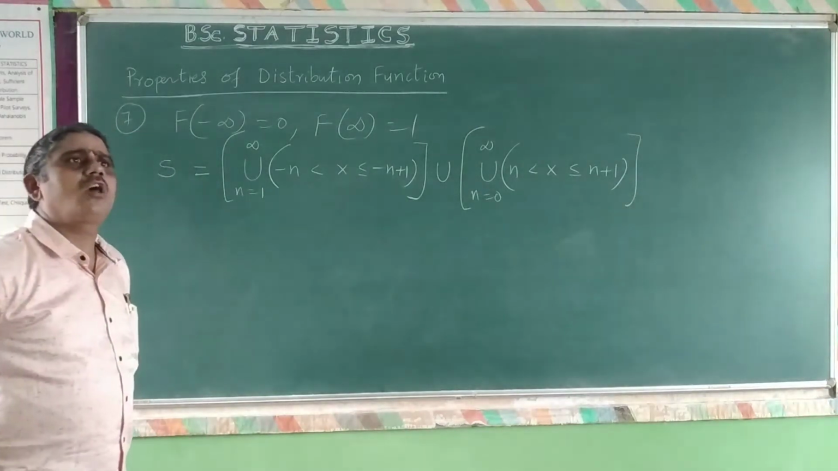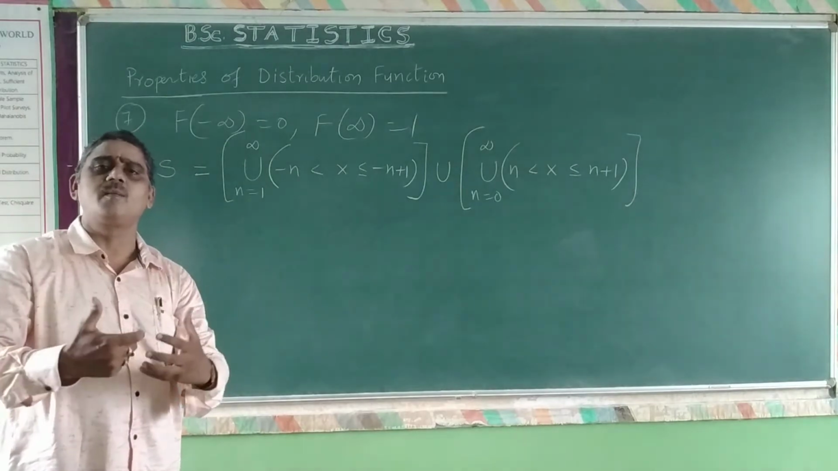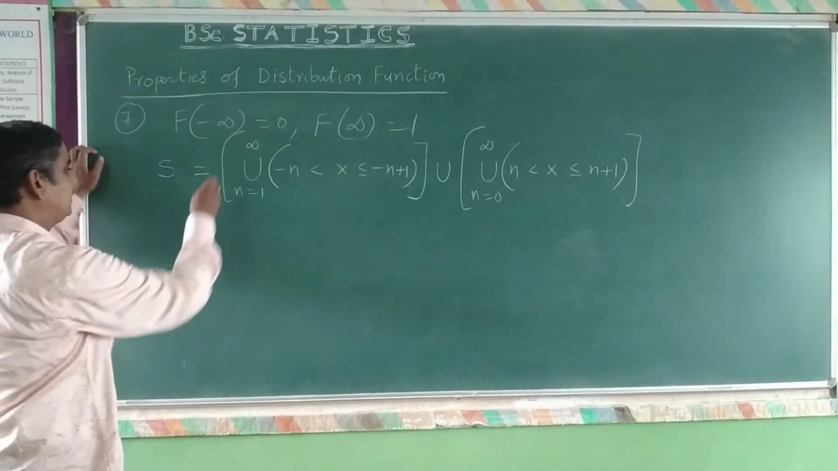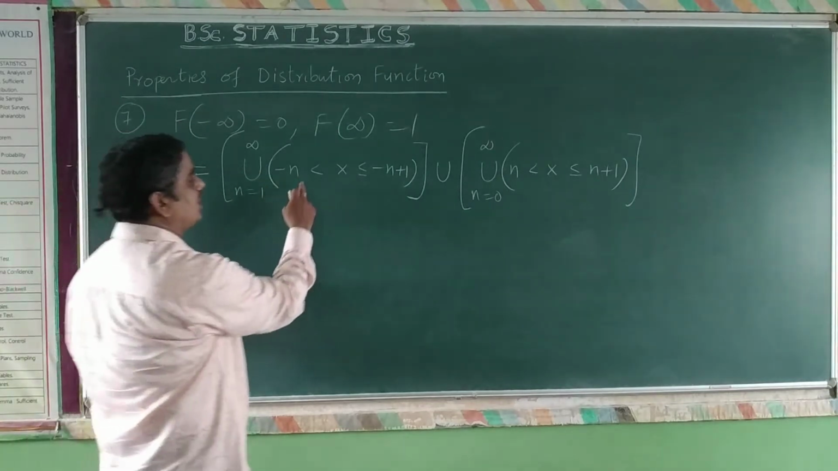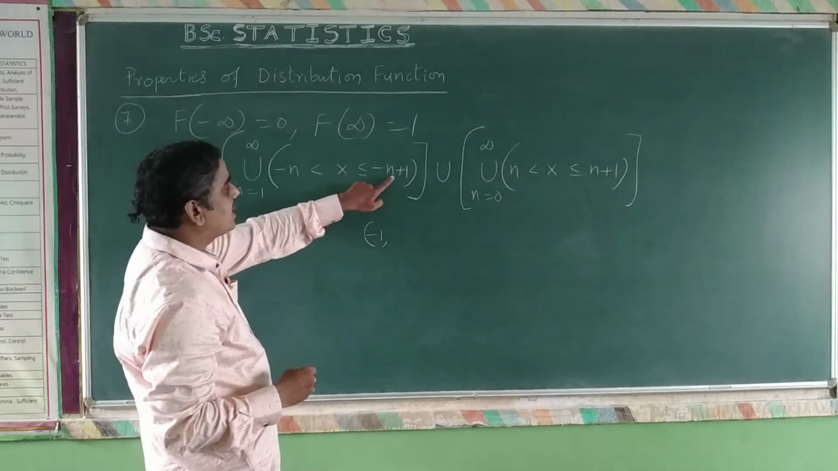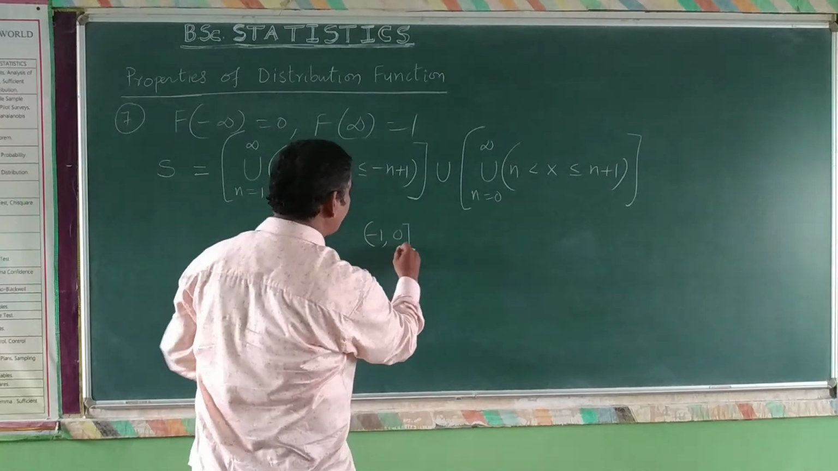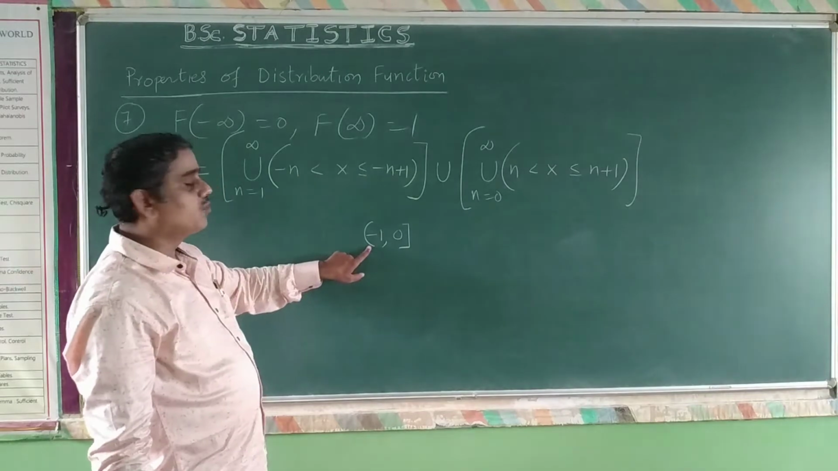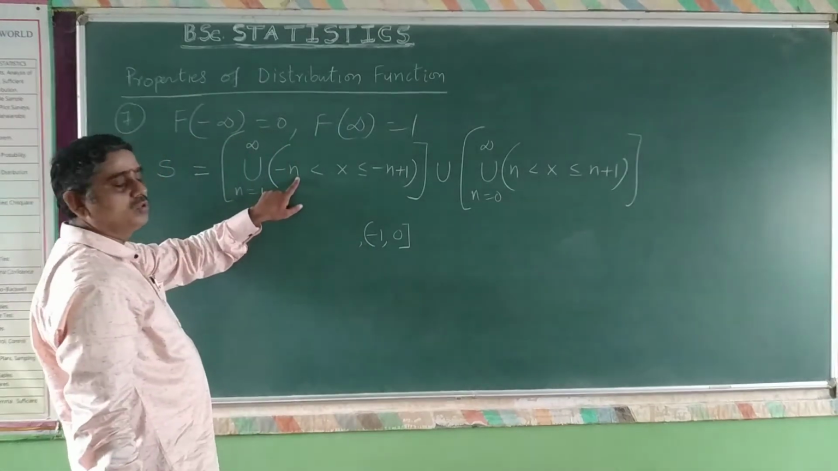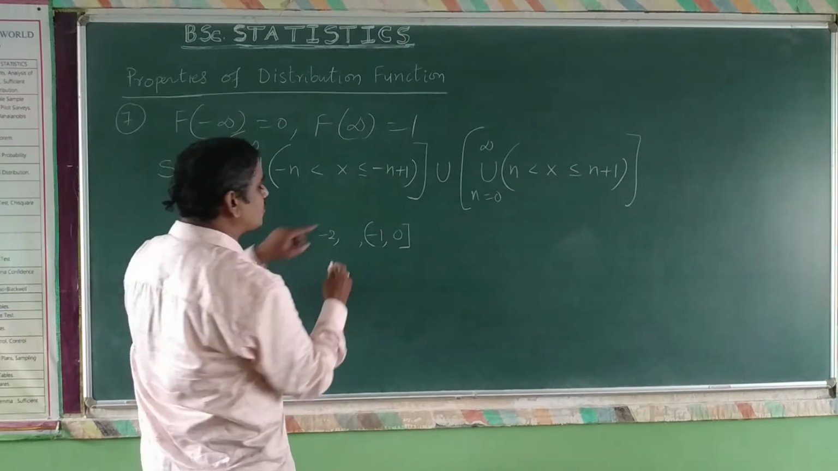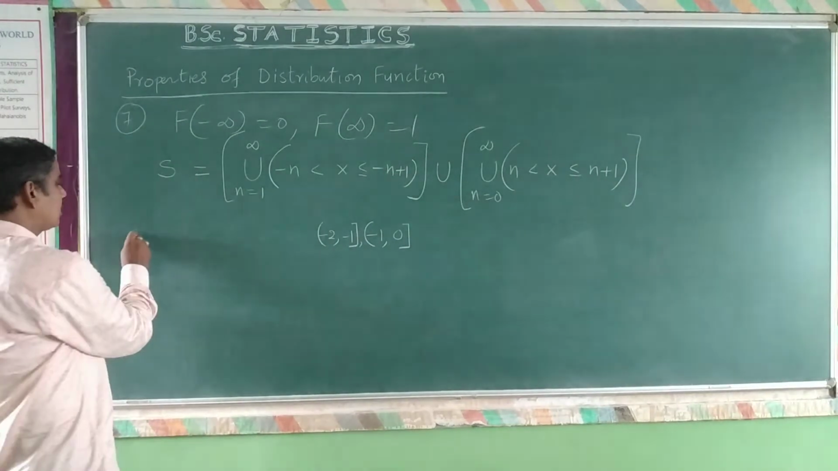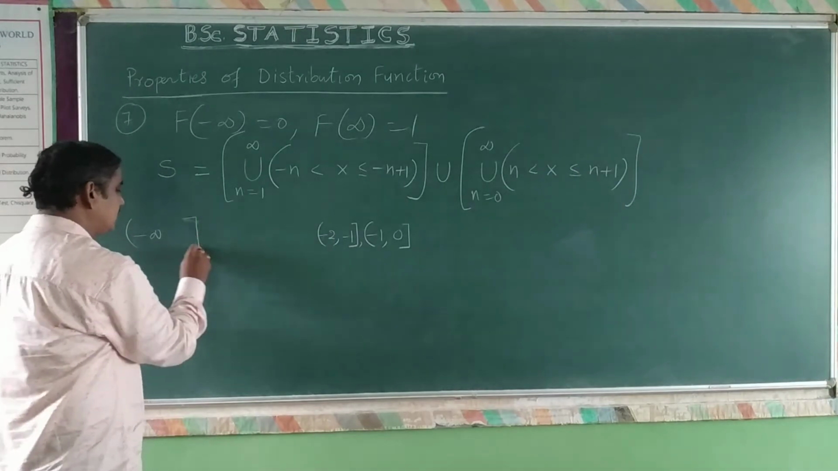First of all I indicate and explain how they are disjoint events. I take one by one. If you consider n equal to 1, then here it is minus 1, which is not included, and minus 1 plus 1, that is 0, which is included. Whenever included, I write a closed bracket, not included, open bracket. Then n equal to 2: it is minus 2, and minus 2 plus 1, that is minus 1. It's not included, it is included. And so on; here minus infinity is some particular value.